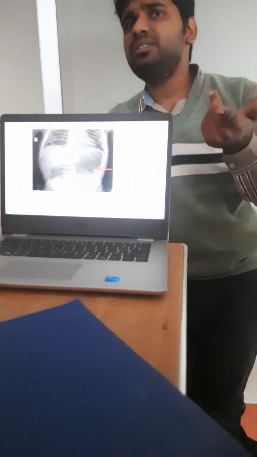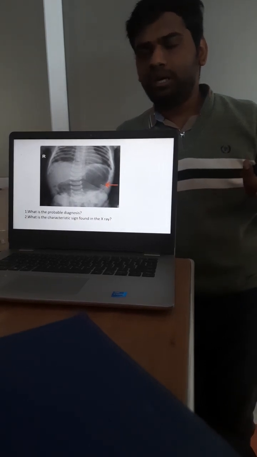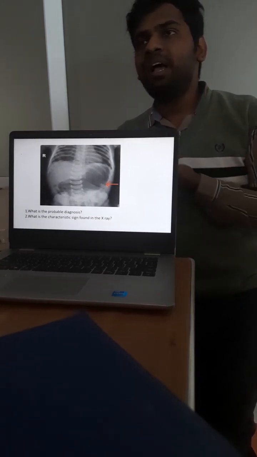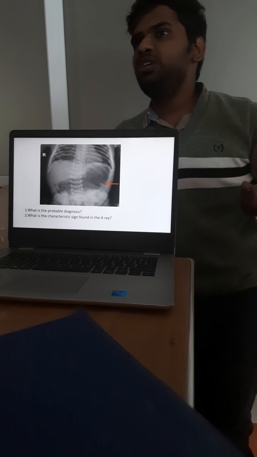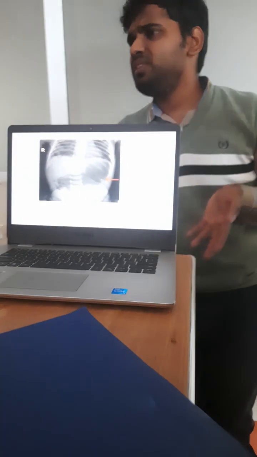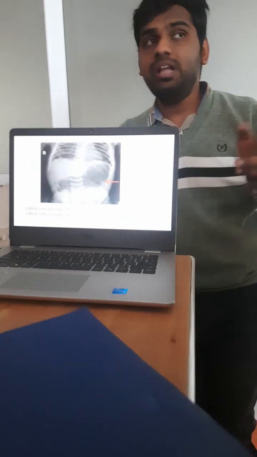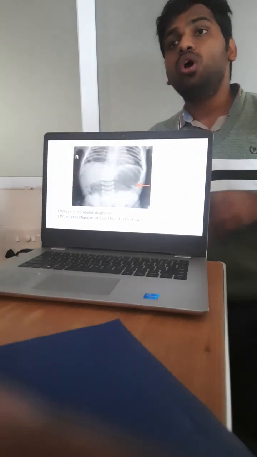What is meant by bilious? Bile. Because the common bile duct and the pancreatic duct open in the region between D1 and D2. So in CHPS, what is the presentation? Projectile vomiting, non-bilious. So what are the clinical features of CHPS?